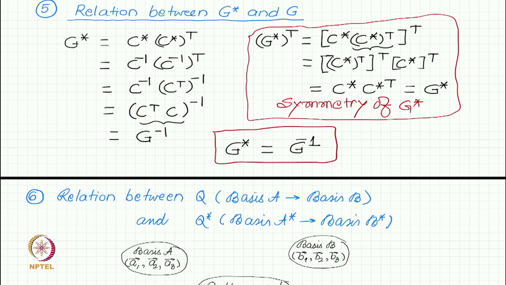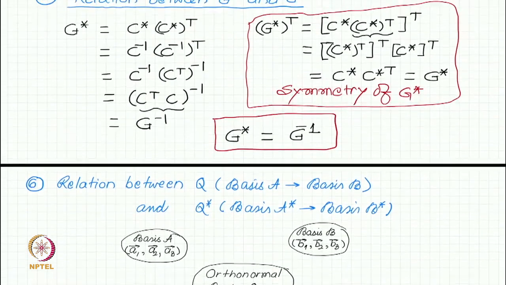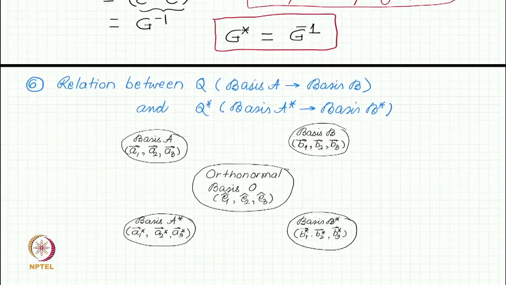Now, we do a little bit more juggling with this coordinate transformation. So, let us do this. Let us now introduce two bases. When we said Q matrix, transformation from one basis to another basis. So, we have two bases, basis A defined by A1, A2, A3 and basis B defined by B1, B2, B3.